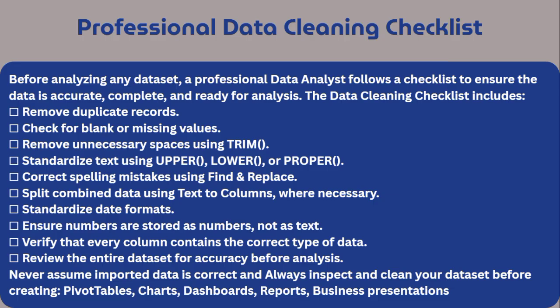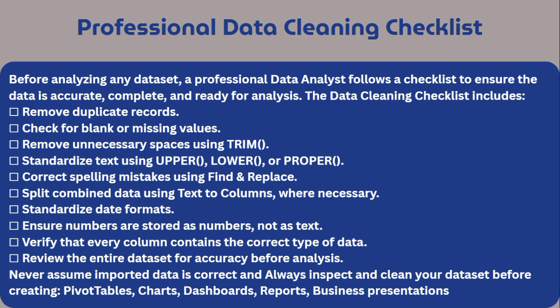Number two, check for blank or missing values. Number three, remove unnecessary spaces using what? The TRIM function. The next thing is what? Standardize text using the UPPER, LOWER, or PROPER function. Then the next thing is what? Correct spelling mistakes using find and replace. Then split combined text using text to columns where necessary. That's not compulsory, only if it's necessary for your analysis.